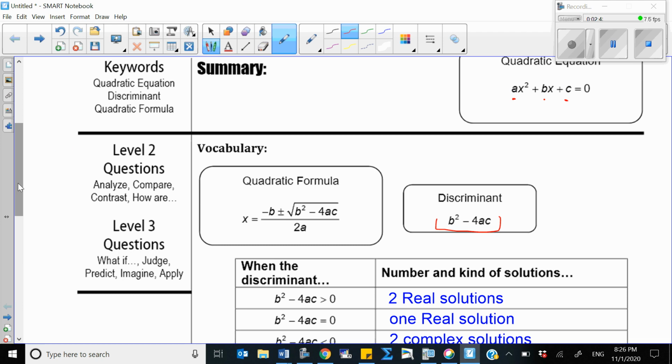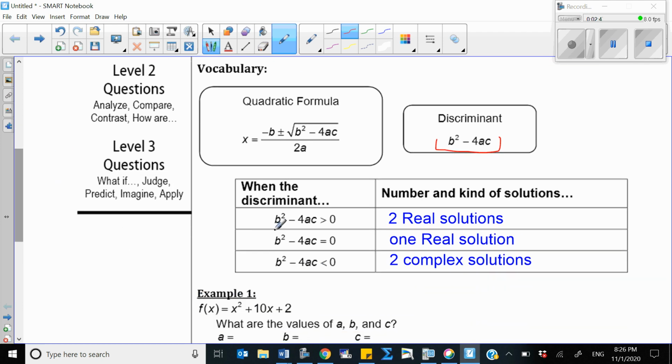And according to the table that we have here, if that discriminant is a number which is greater than 0, then we will have two real solutions. If the discriminant is equal to 0, we will have only one real solution. And if it's a number less than 0, that means it's a negative number, then we will have two complex solutions.